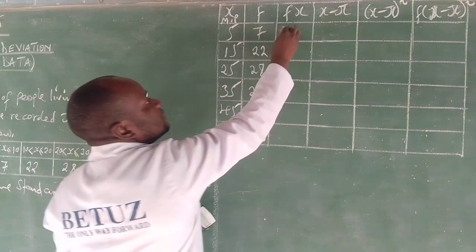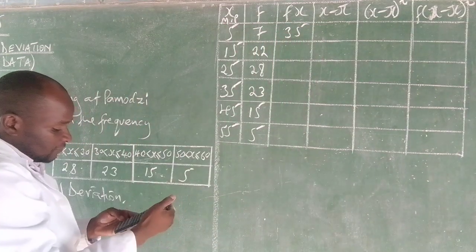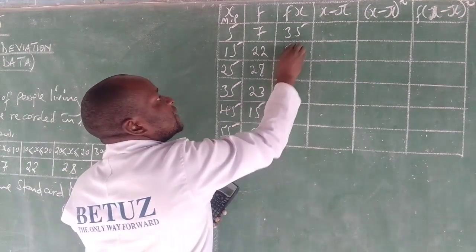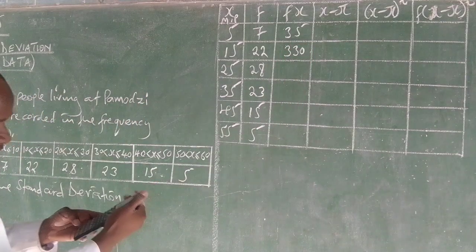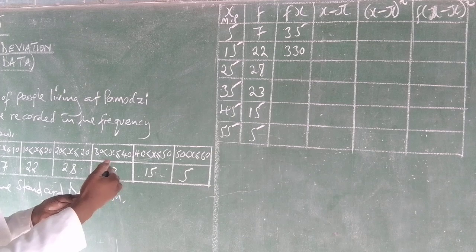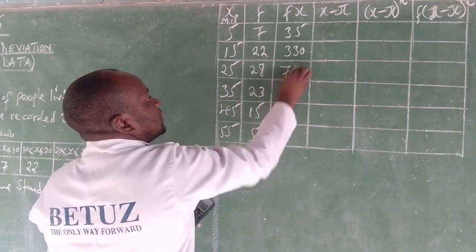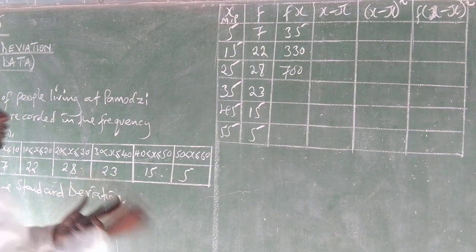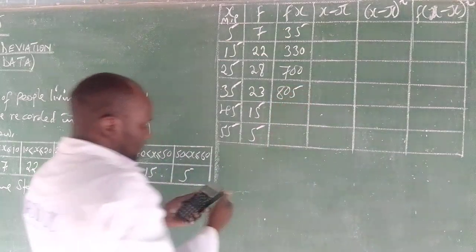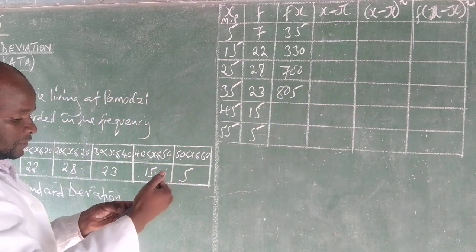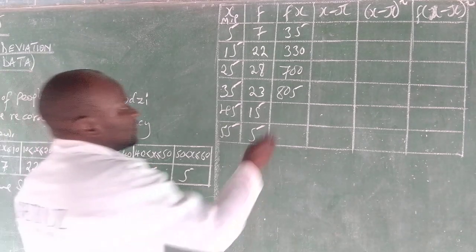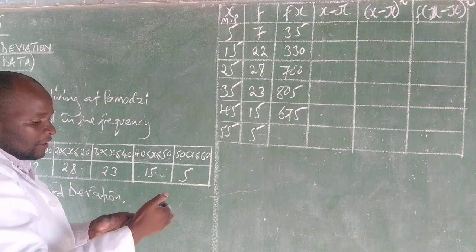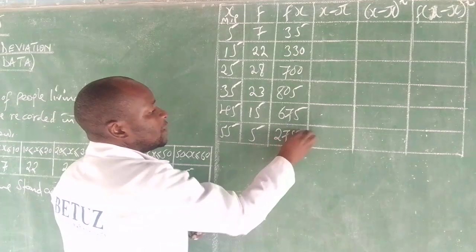So we have 5 times 7, which is 35. And we have 15 multiplied by 22, which gives us 330. Then we have 25 multiplied by 28, which gives us 700. Then 35 multiplied by 23, which gives us 805. Then we have 45 multiplied by 15, which is 675. And finally, we have 55 multiplied by 5, where we are getting 275.